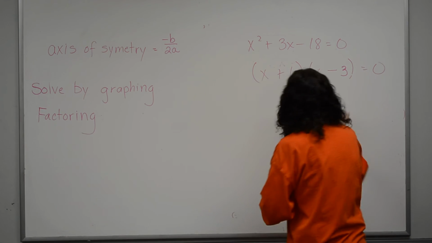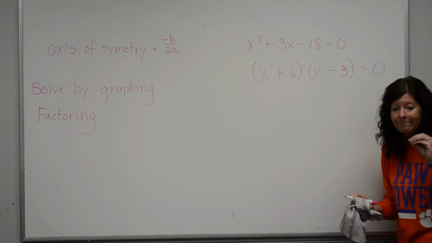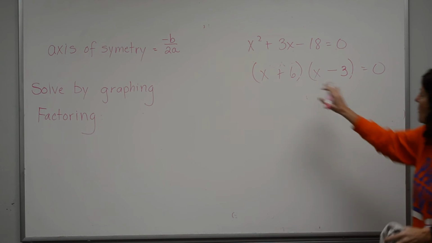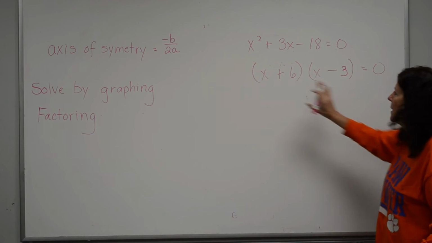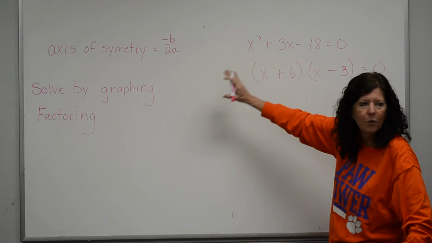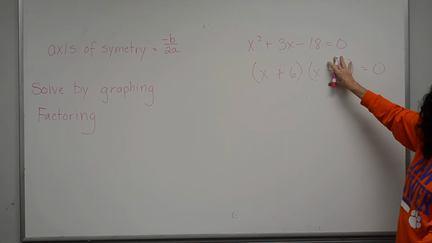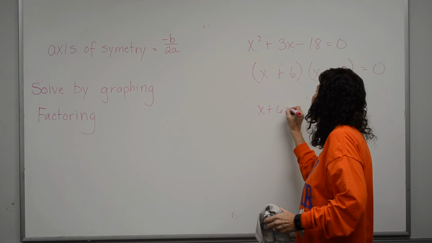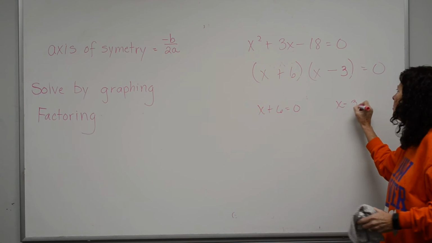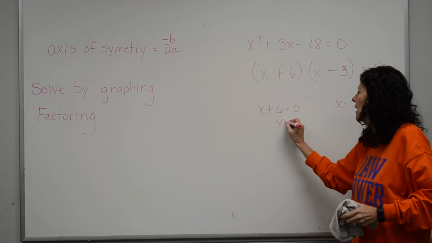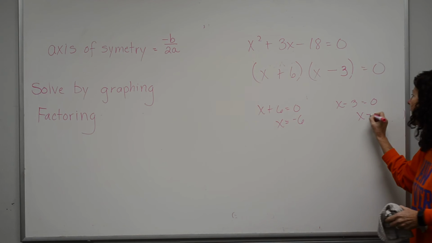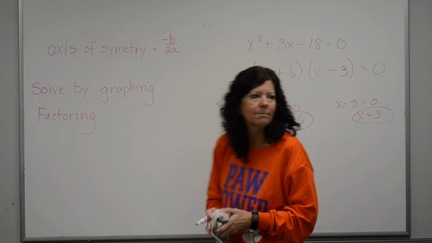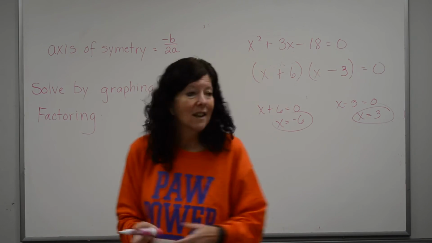All right, so factoring, I mean, that's why I never say blow off the chapter on factoring, because you're going to keep using it. So I'm going to set both of these equal to 0, because if this is equal to 0, the whole thing is equal to 0. If this parenthesis is equal to 0, the whole thing is equal to 0. So x plus 6 equals 0, x minus 3 equals 0. X equals negative 6, x equals positive 3. There's my solution, my zeros, where it crosses the x-axis.